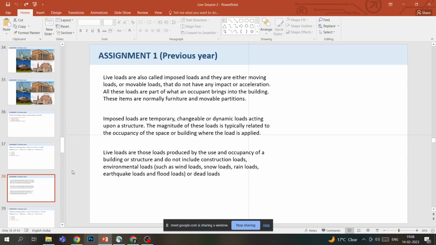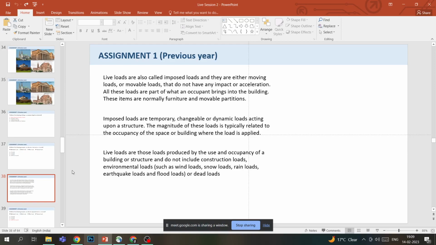So live loads are also called imposed loads, and they are either moving loads or movable loads. So that is easier to remember. They are either moving or they are either movable, and they do not have any impact on acceleration. So all these loads are part of what an occupant brings into a building, and these are normally furniture and movable partitions and also includes people. And imposed loads, which is also another name for live loads, they're basically temporary, they're changeable or they're dynamic, and they act upon a structure. And it is related to usually the occupancy of the space or building where the load is applied.